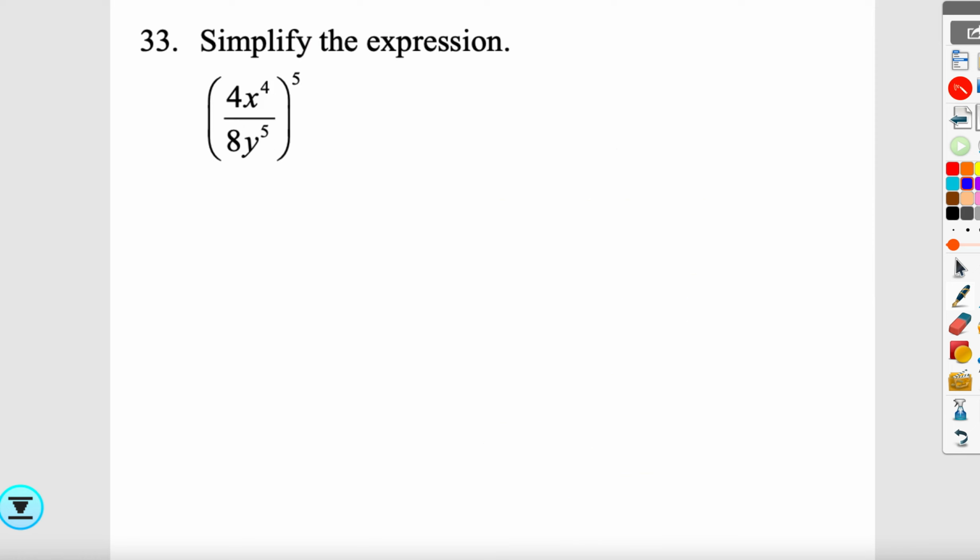Number 33, simplify the expression. Interesting. So we have a fraction with an exponent here. When you have a fraction with an exponent, the exponent goes to the top and the bottom. So it'll become parentheses 4x to the 4th, parentheses 5 over parentheses 8y to the 5th power.